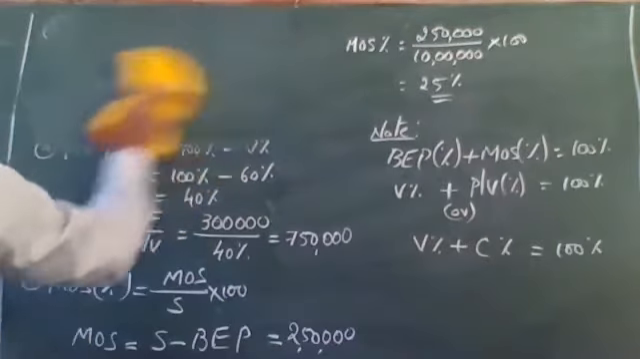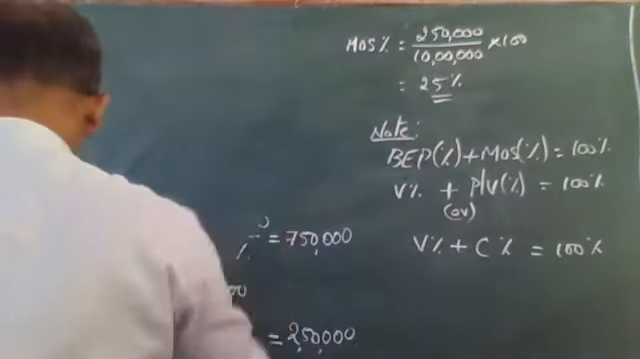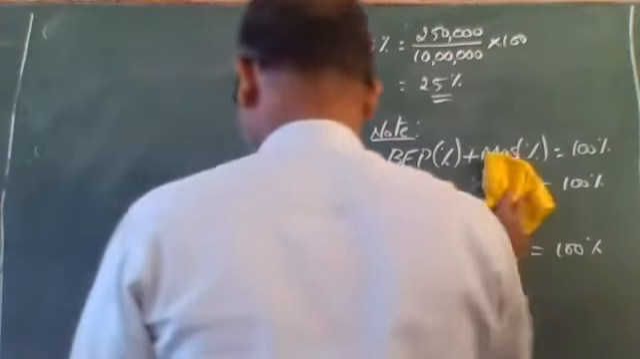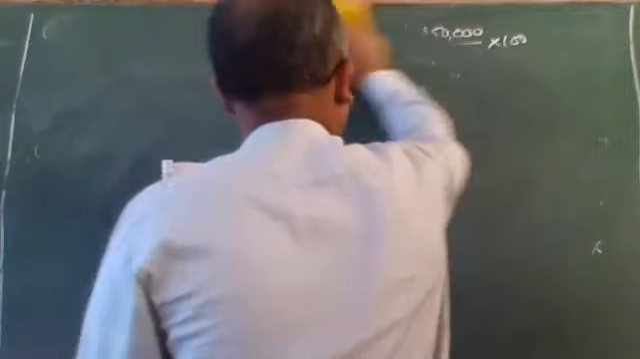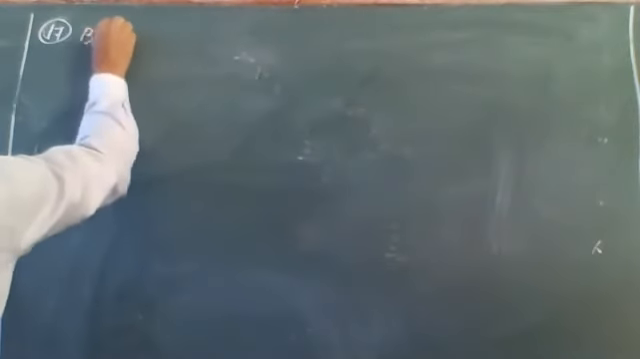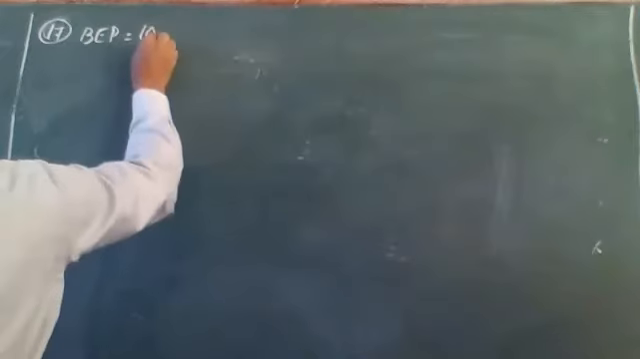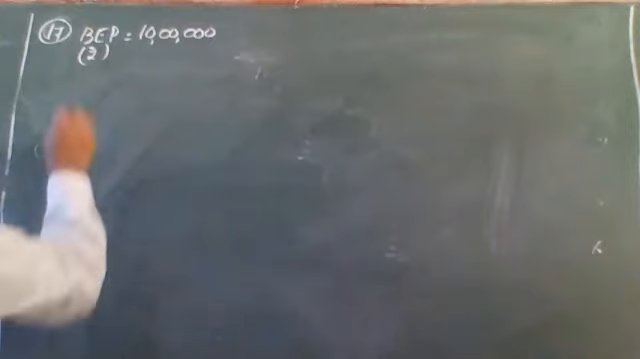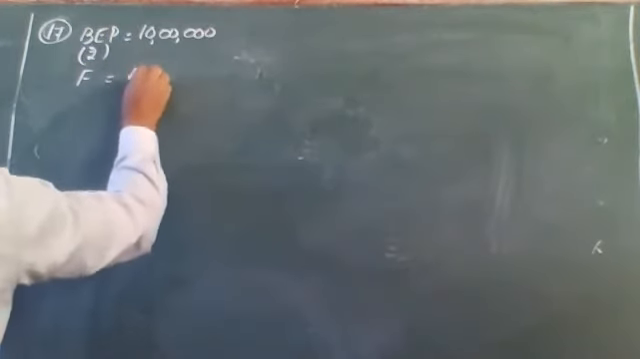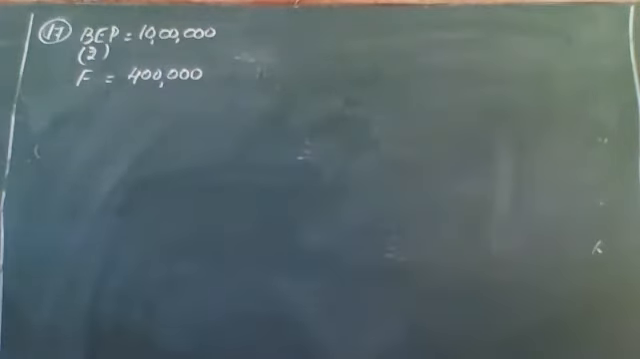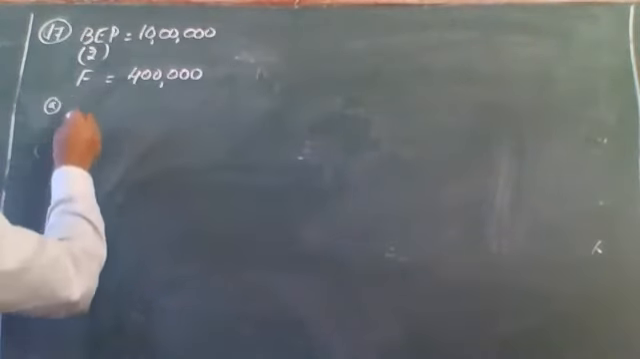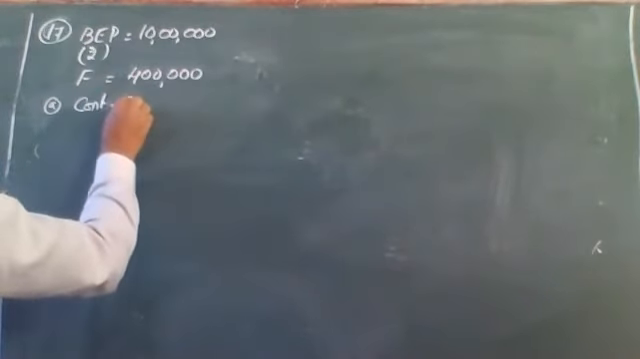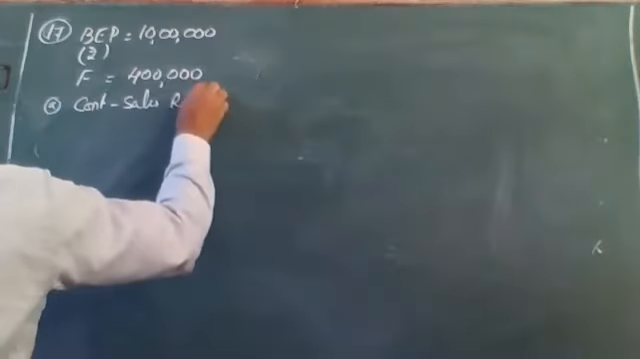When you see the 17th question, he gave us the break-even sales is 10 lakhs and fixed costs are 4 lakhs and he is asking me to compute certain things. So the break-even point in terms of rupees is 10 lakhs. This is rupees. Fixed cost is 4 lakh rupees again. And first which he is asking is to find out contribution to sales ratio.